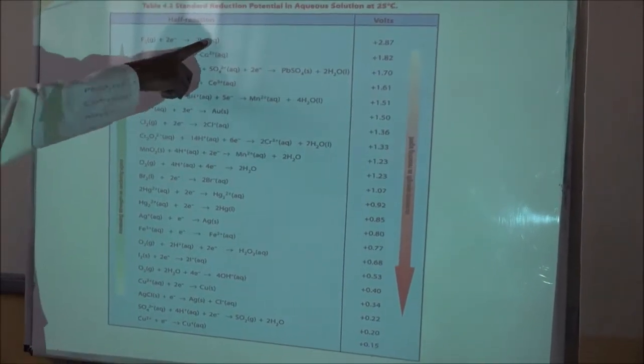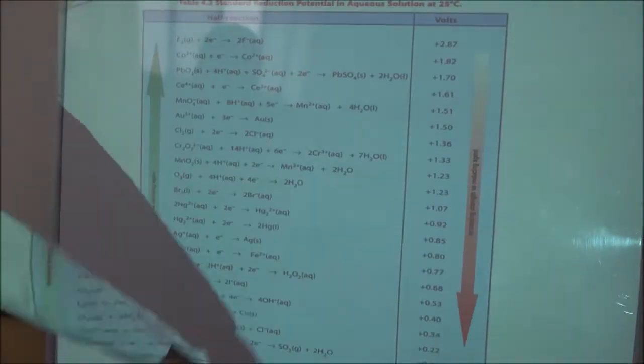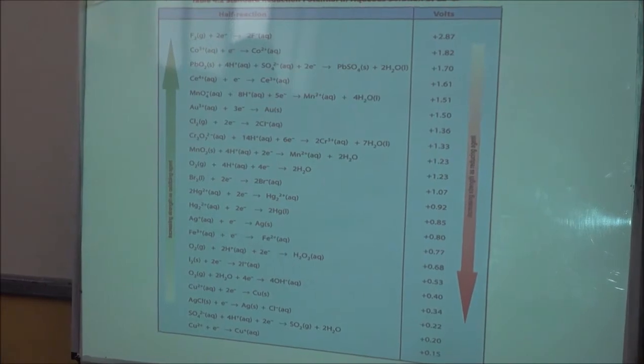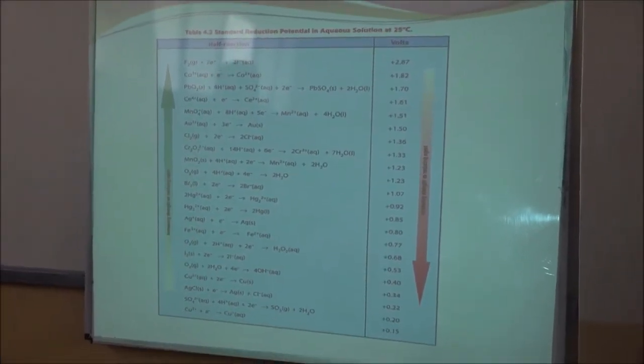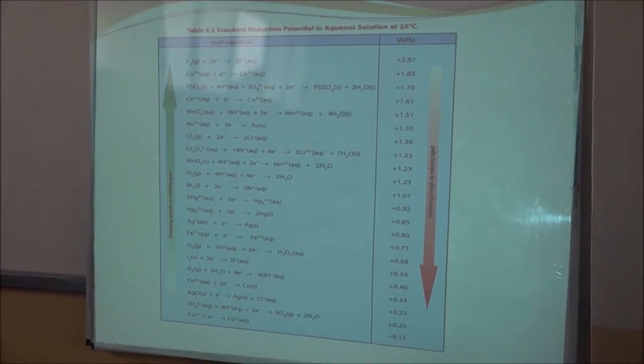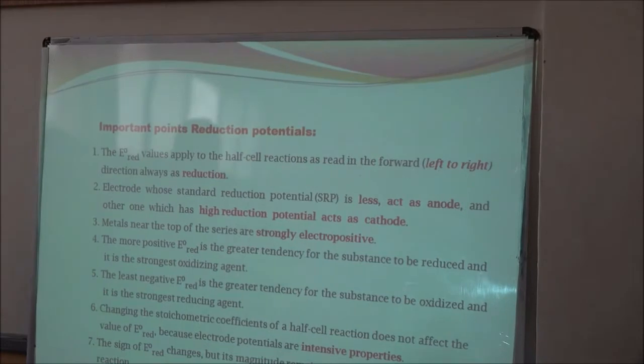F2 goes from 0 state to -1 state. Copper +2 goes to 0 state. You can refer to your textbook, or you can use this slide. All equations from left to right are written in reduction form. This is very important. The other one is what?